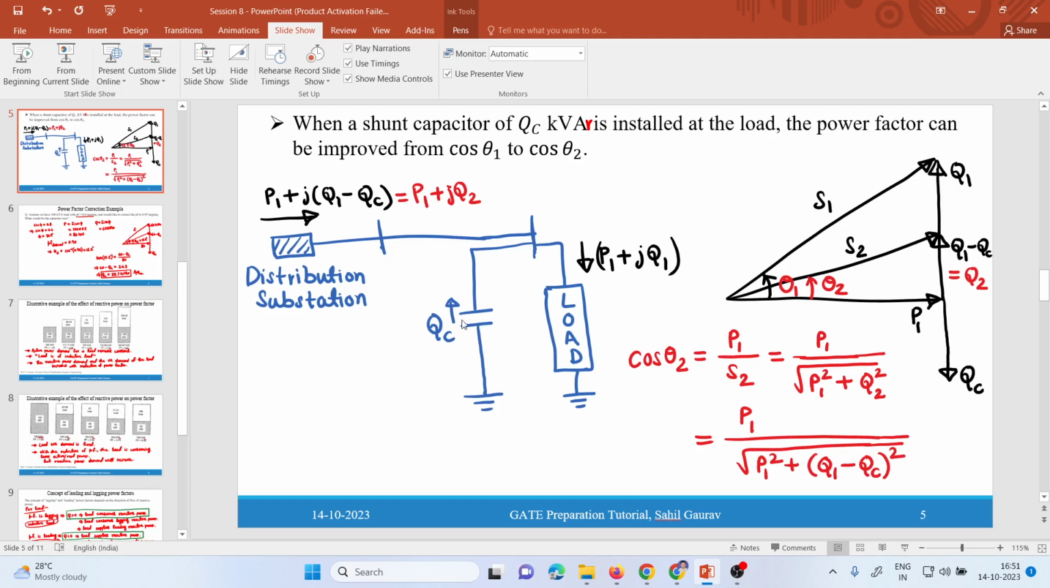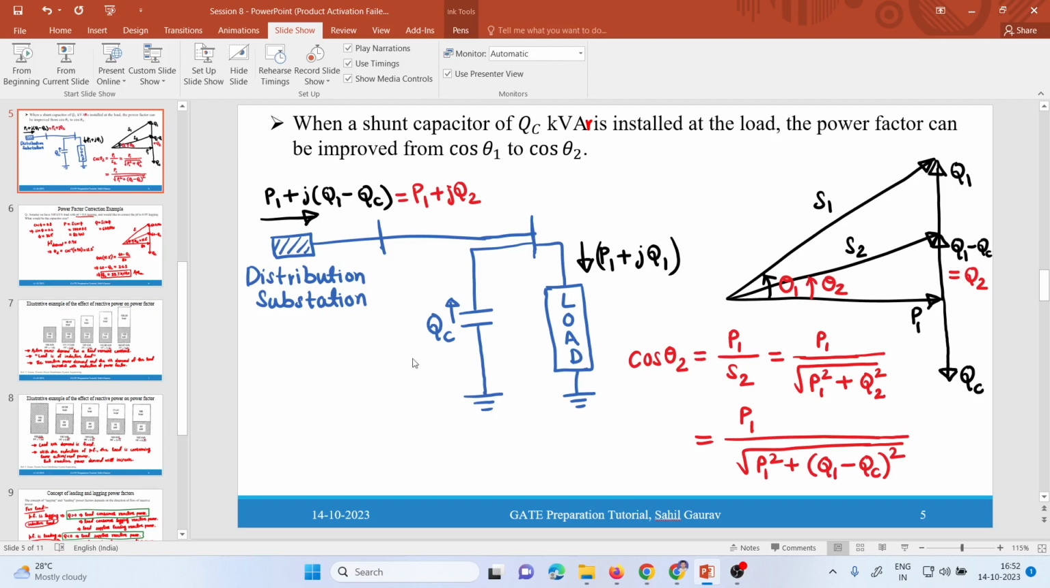So how does this capacitor bank improve the power factor? This Q1 is the reactive power demand. Whatever reactive power we are demanding is coming from the substation, and the substation is taking power from the generator. So we are demanding the reactive power, which means we are increasing the amount of current in the line. This is avoidable. So what will we do? We will provide this reactive power locally.